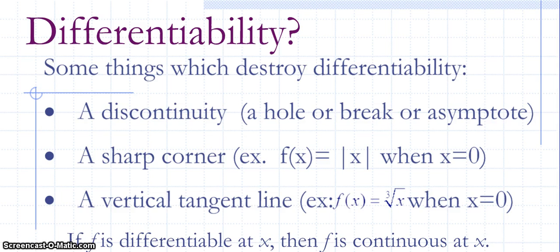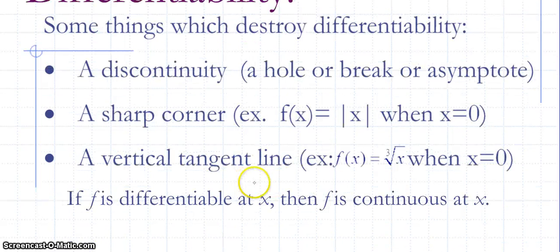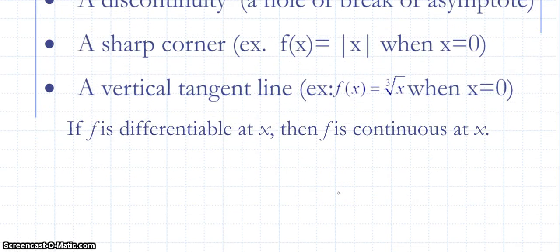So if f is differentiable at x, then f is also continuous at x. That's something important to understand. Remember, we talked about continuity in the last unit. So if it's differentiable, then it is continuous. However, the converse of this is not necessarily true. So we want to make sure we understand that.